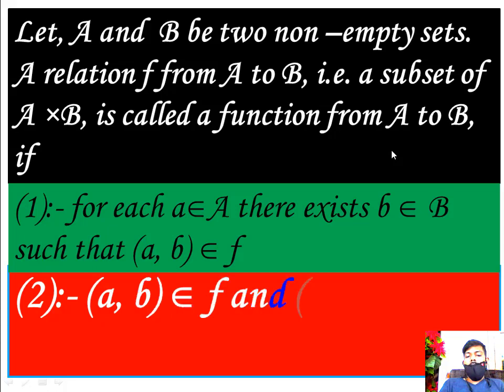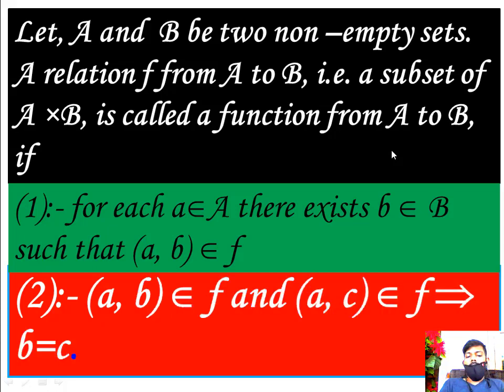the pair (a, b) belongs to f and (a, c) belongs to f implies b equal to c. That means the image of a is b, that is f of a equal to b, and the image of a is c, that is f of a equal to c, then b equal to c, that is these two images are same. That means this image is unique. So we can club these 1 and 2 as for each element a belongs to A, there exists a unique, so highlight the word unique, b belongs to B such that f of a equal to b or (a, b) belongs to f.